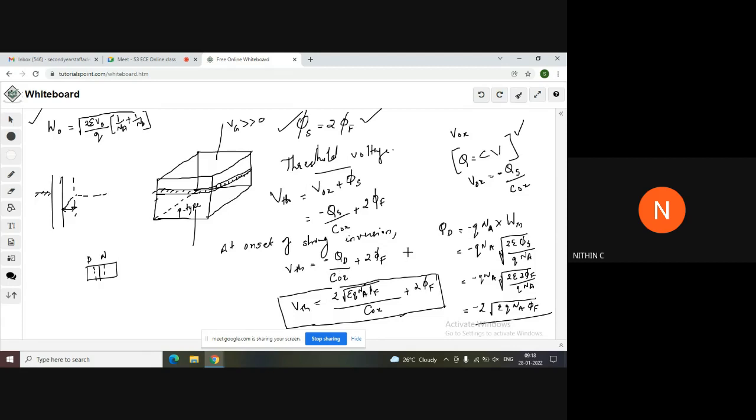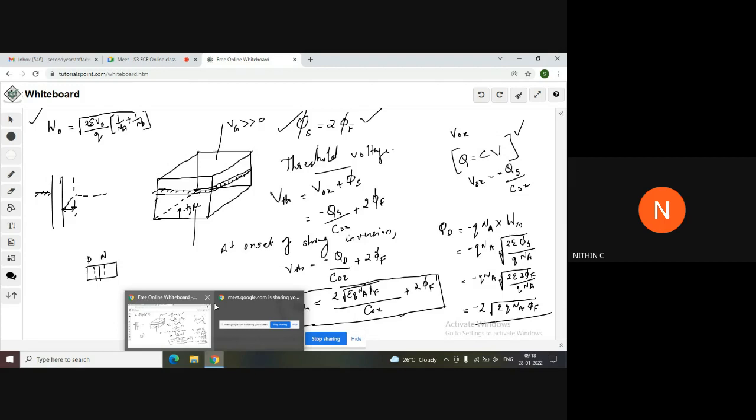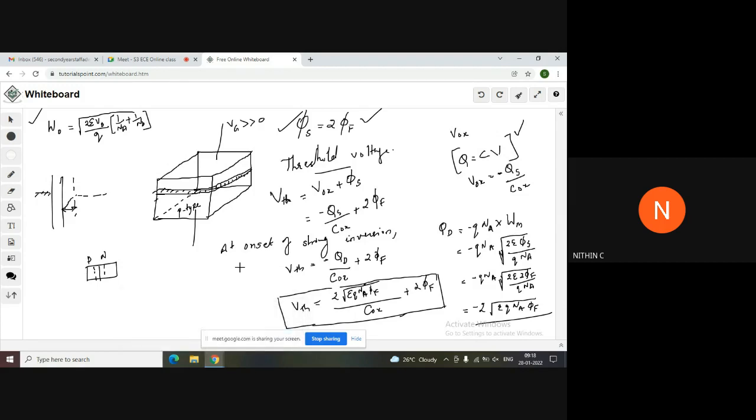This is also very important from the examination point of view. This expression you can write in the equation book, equation paper. VTH is equal to... completed.